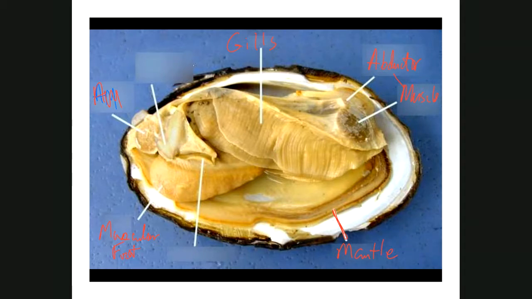What I really want you to be able to identify are these adductor muscles and the gills. Look at the gills. They have little lines in them, right? You should be able to recognize the mantle. It's this very thin tissue layer that's attached to the shell. What does the mantle do? It produces the shell, and it protects the body. And the muscular foot.